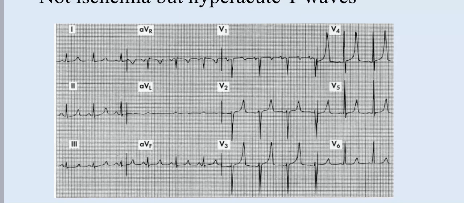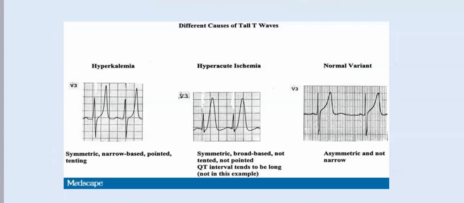Why did you say that? Hyperacute T wave plus the long QT. Tented T waves. Tented T wave. Okay. Right. Hyperkalemia, because it has a narrow base. It is not wide. Very good. Thank you so much. So this is the hyperkalemia T wave.